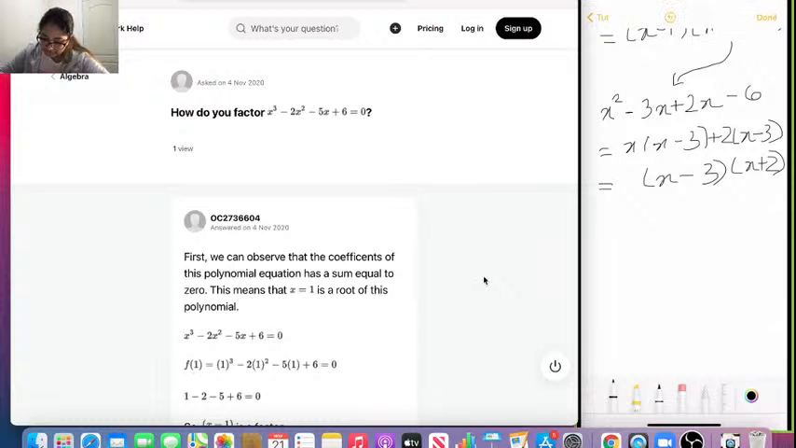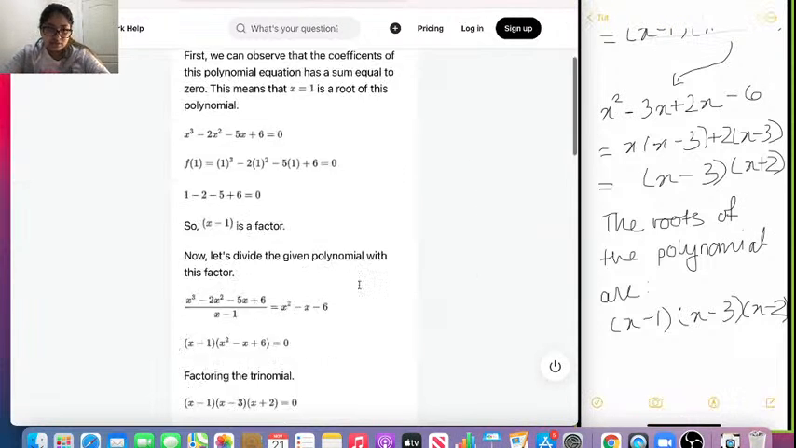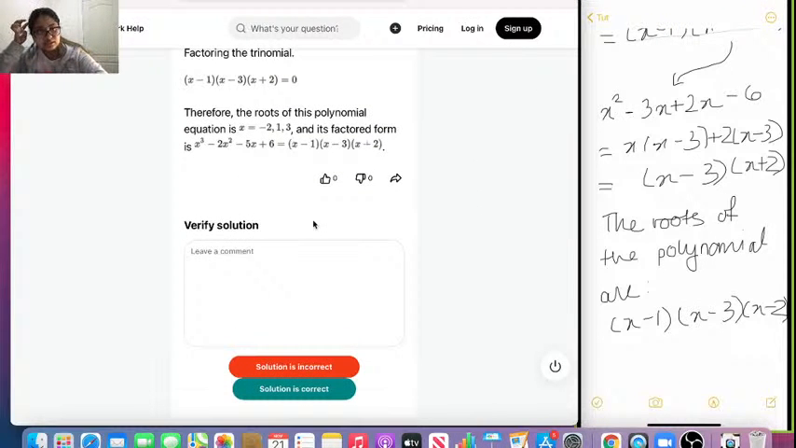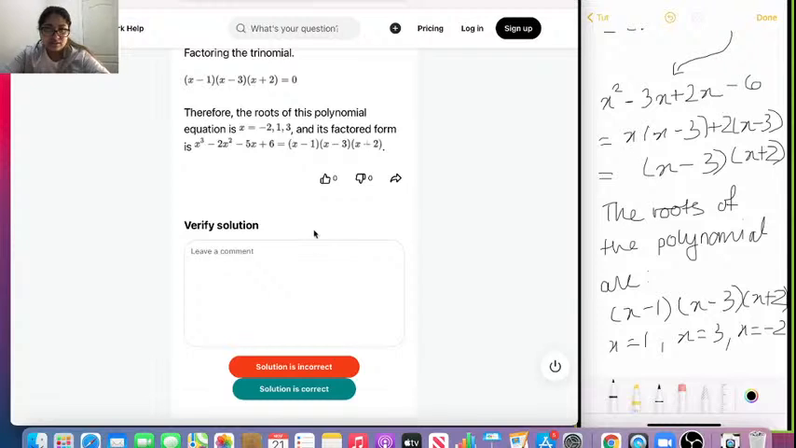And so the factors of the polynomial are x minus 1, x minus 3, and x plus 2. So in this case, x would equal 1, x would equal positive 3, and x would equal negative 2.